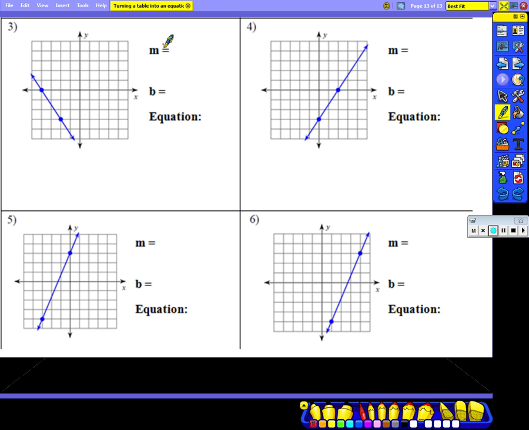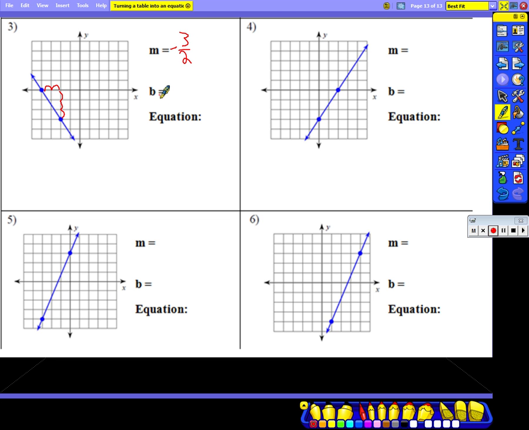In this case, first thing I'm going to do is calculate the slope. My slope is rise over run, so I'm going to rise up 1, 2, 3, and I'm going to run over 1, 2. This should be a negative slope because you see how my line is going downward, so it's a negative 3 over 2. I cannot simplify that. I want to leave it as an improper fraction.